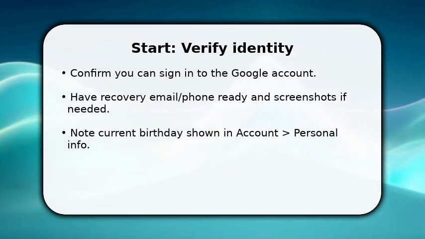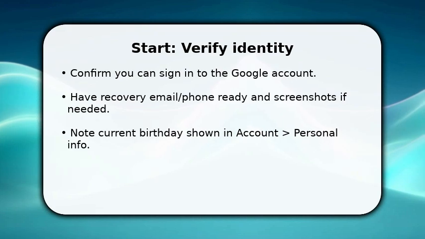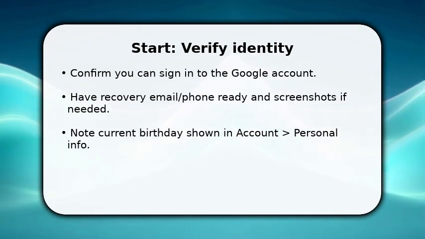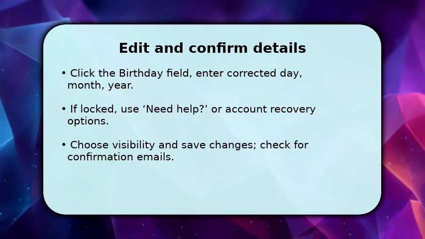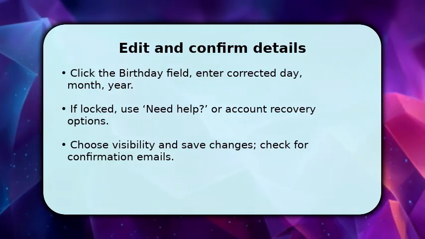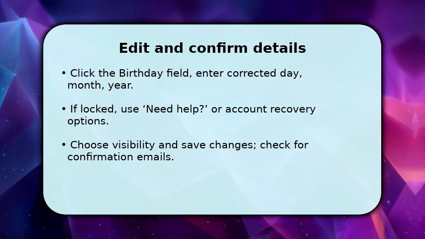Now edit the birthday. Click the field, type the correct day, month, and year, then set who can see it. Make sure the date matches any official ID if you expect future verifications. Once done, save and watch for Google's confirmation prompt or email.